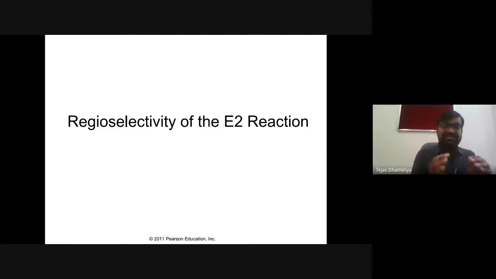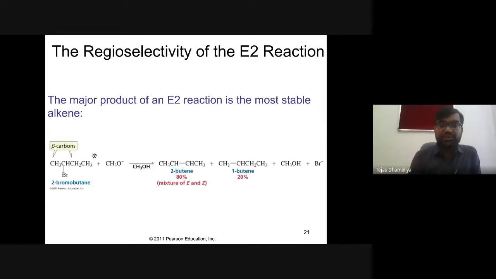Regio means with respect to the region, with respect to the place. So what kind of place is it going to affect for these reactions, especially in E2? That is covered under this topic called regioselectivity.